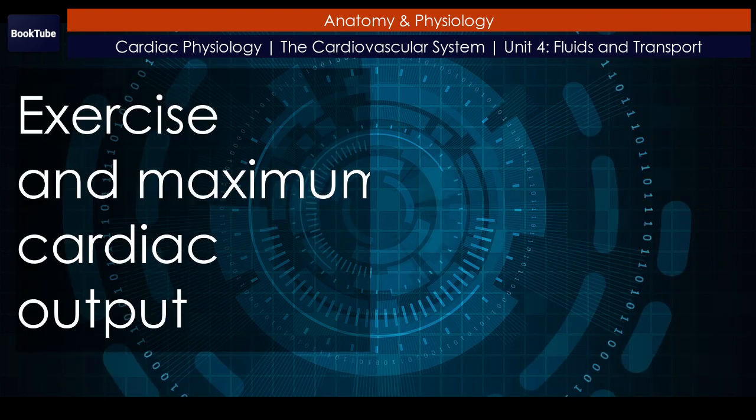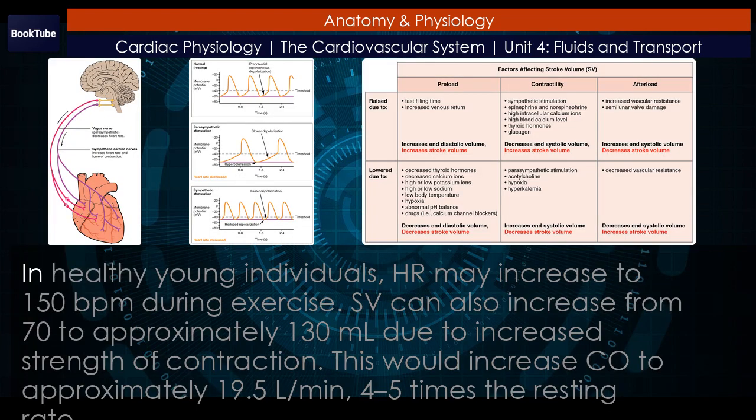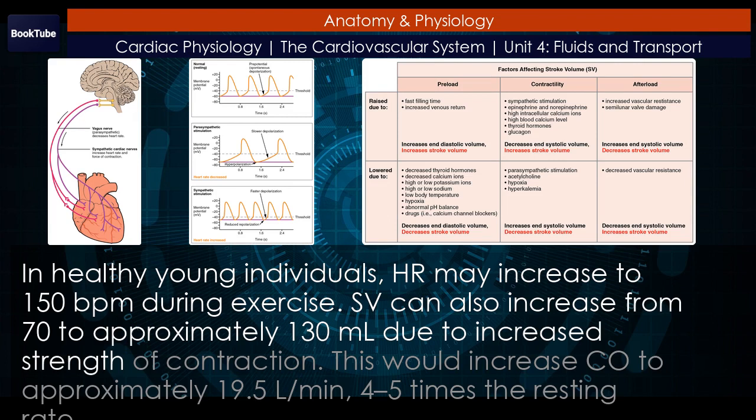Exercise and maximum cardiac output. In healthy young individuals, HR may increase to 150 BPM during exercise. SV can also increase from 70 to approximately 130 milliliters due to increased strength of contraction. This would increase CO to approximately 19.5 L per minute, 4 to 5 times the resting rate.